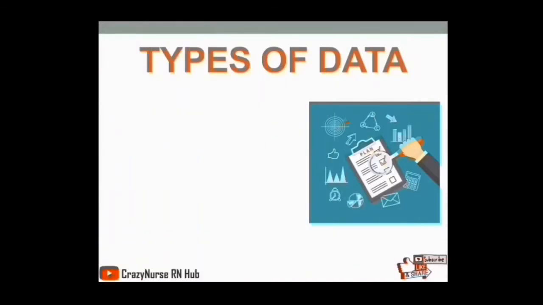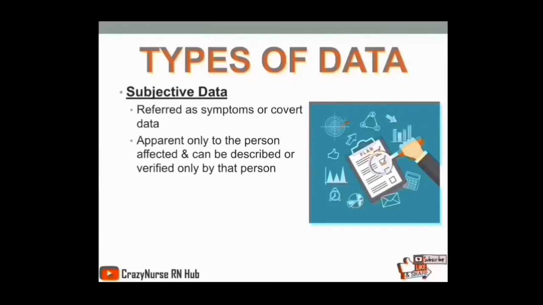Now let's proceed to the types of data. First is subjective data, also referred to as symptoms or covert data. These are apparent only to the person affected and can be described or verified only by that person. Itching, pain, and feelings of worry are examples of subjective data. Subjective data include the client's sensations, feelings, values, beliefs, attitudes, and perception of personal health status and life situation.